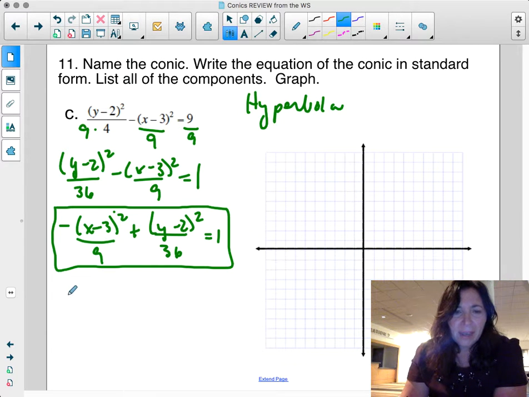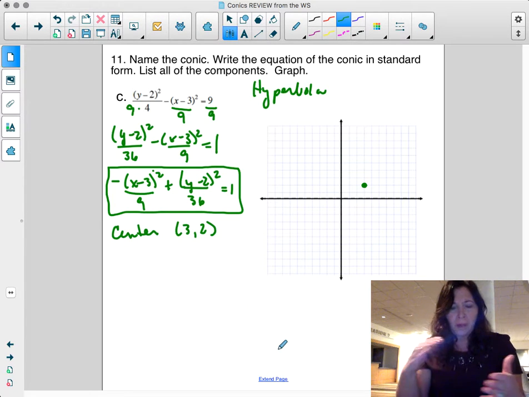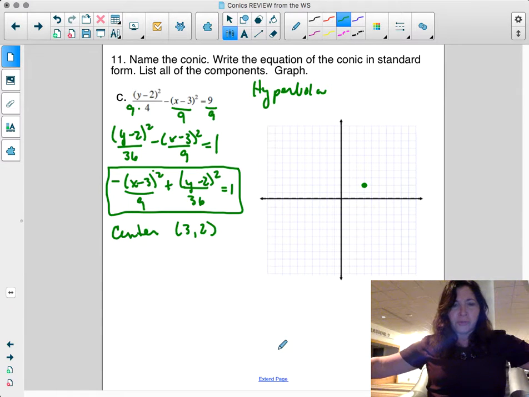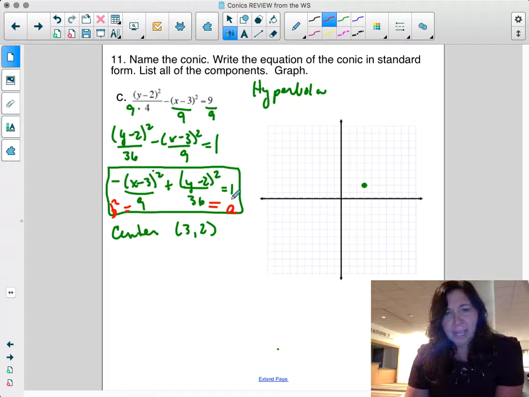What we have is a center of the conic, of the hyperbola, at 3, 2. So we're going to go over 3, 1, 2, 3, up 2. So there's the point. In the x direction, you are going to go what's underneath the x in both directions. So the square root of this value here. Because it's negative, that means that this value right here is my b squared term. This is my positive term, so this is my a squared term.